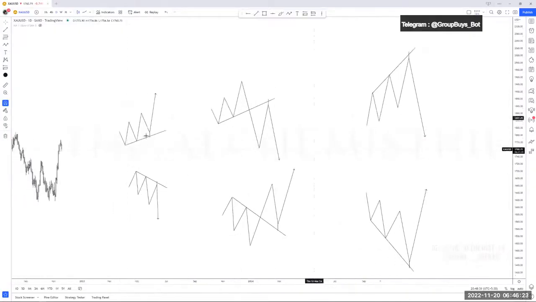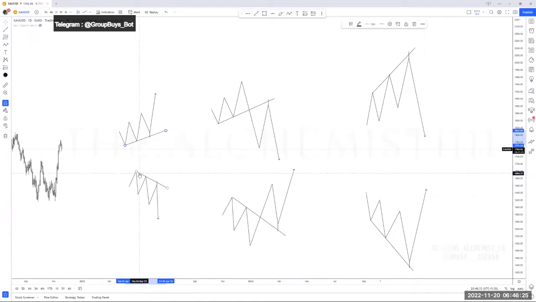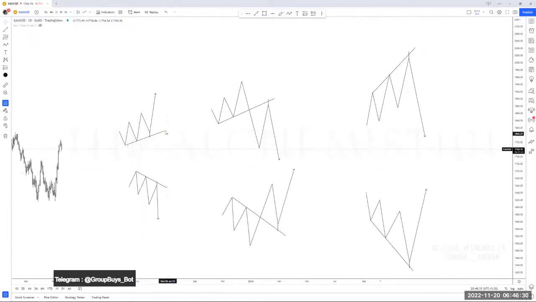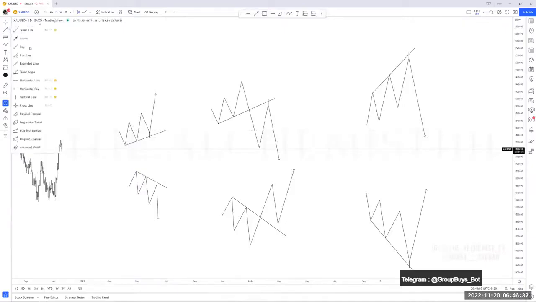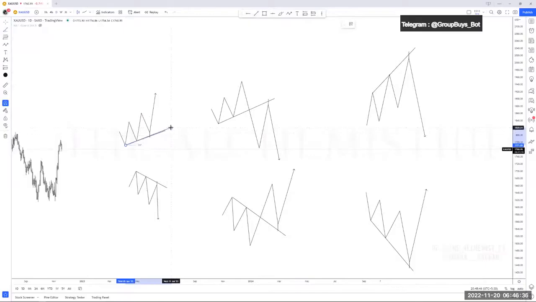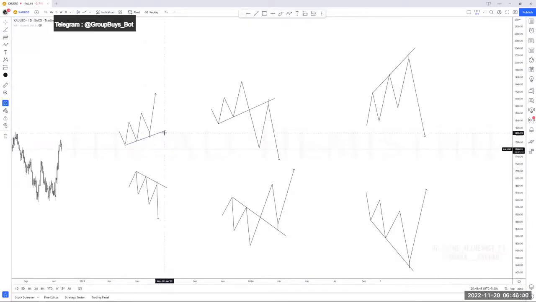Not for these, but for these, the best ones will be 45 to 60 degrees. The best type of trend lines will be 45 to 60 degrees. So maybe you can take this, we have this trend line angle tool, right? And then measure it. I'll show you examples, don't worry. 45 to 60 degrees.